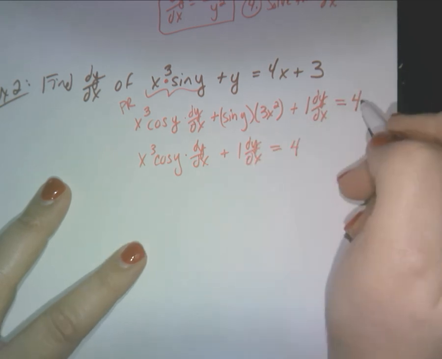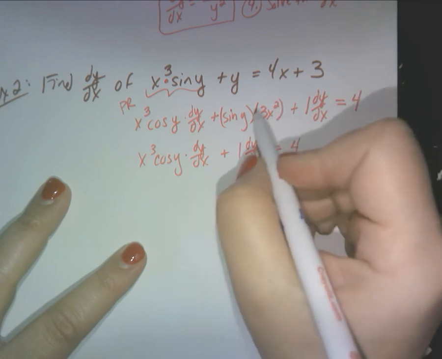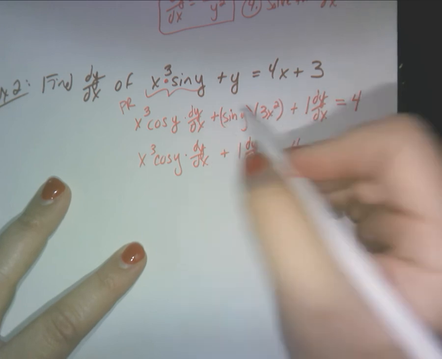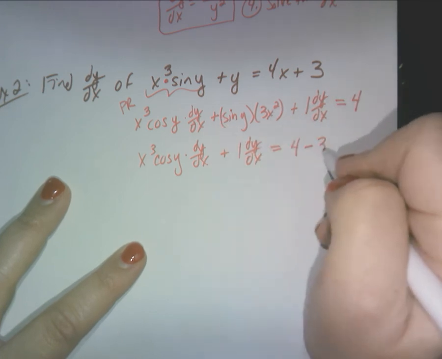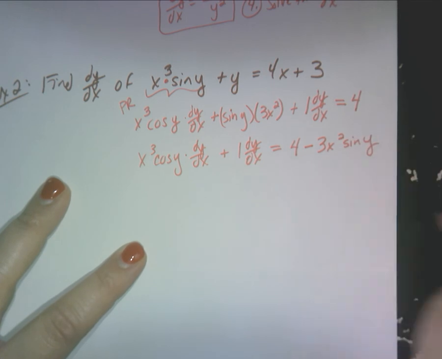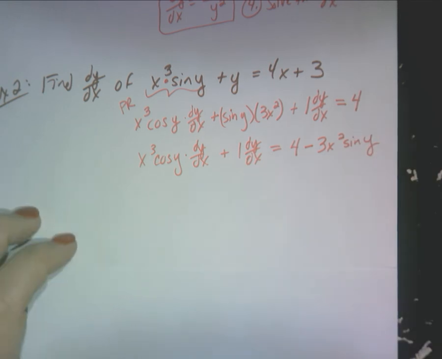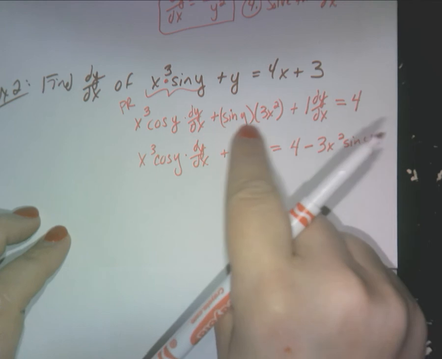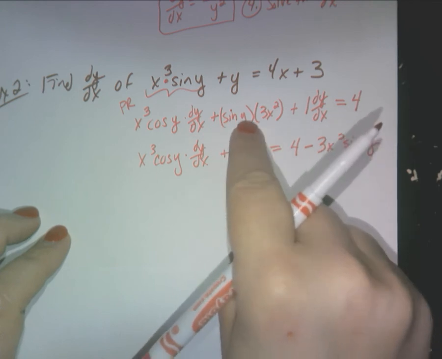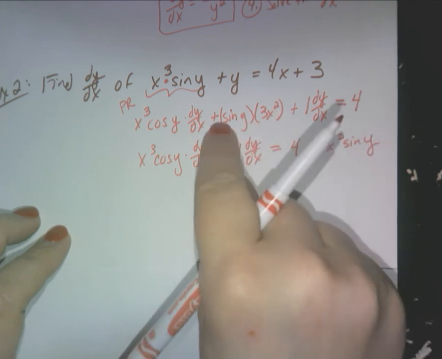Equals 4 stays on this side. And then I like to put the 3x squared in front of the sine. That's just me. So I'm going to write minus 3x squared sine y. Did I lose anybody there? Did that make sense? I just brought that whole term over. And I just put the 3x squared in front because I don't like anything after sine of something. I always like that monomial in the front.